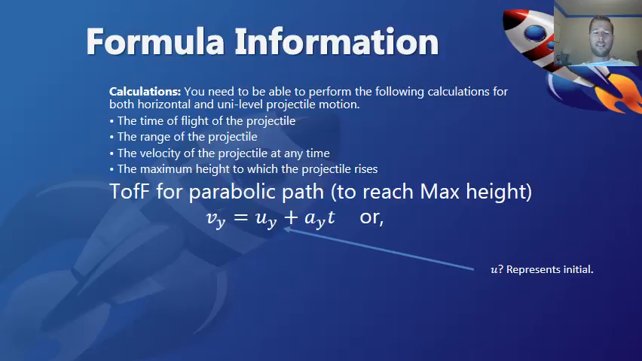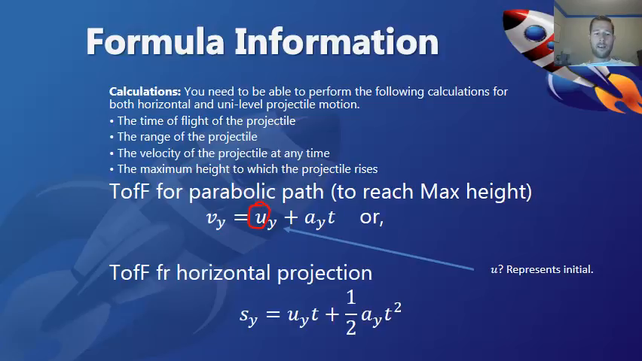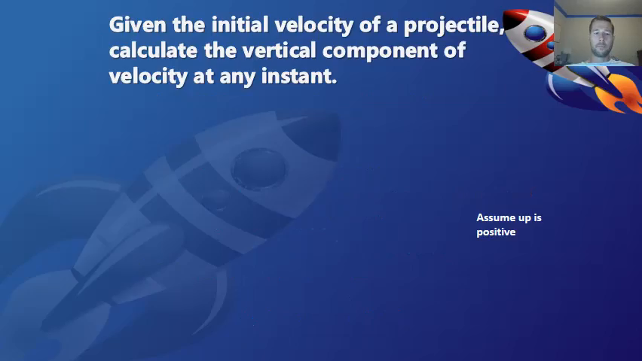To calculate the time of flight for a parabolic path, meaning unilevel, we can use this equation. Now this equation has the symbol U, which is also denoted in previous slides as V0. So it represents the initial velocity. For horizontal projection, the time of flight can be found using the second formula. So let's look at an example question.